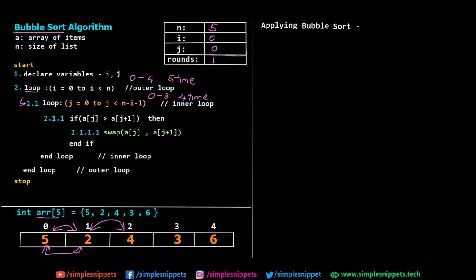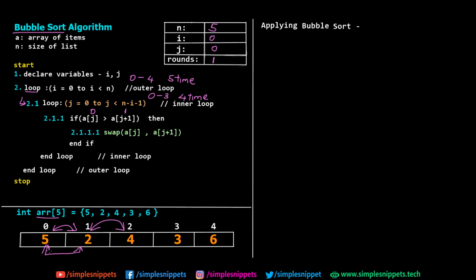Now, if you go inside this loop, the comparison is happening wherein we are checking whether a of j is greater than a of j plus 1. Initially j is 0, so j plus 1 is going to be 1. So the 0 and 1 positions are compared, which means the elements at the 0 and 1 positions are compared. So 5 and 2 are compared. If this value 5, that is a of j, is greater than the adjacent value which is 2, then we have to do the swapping.